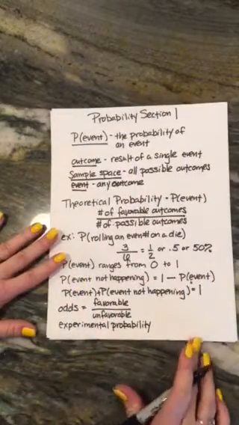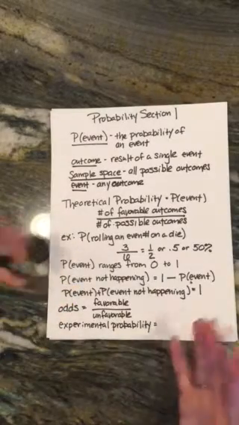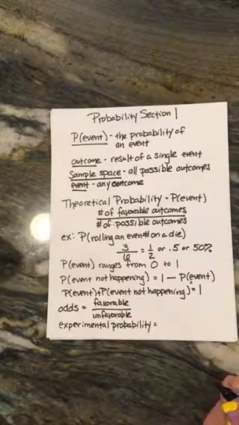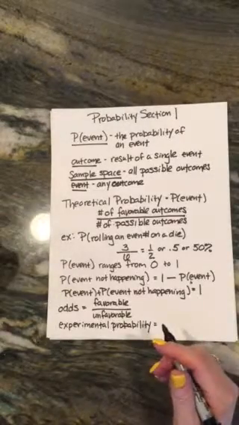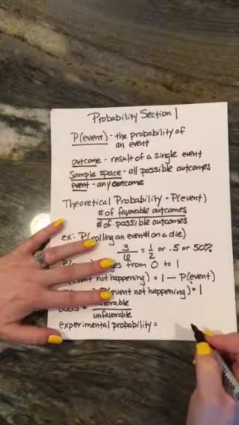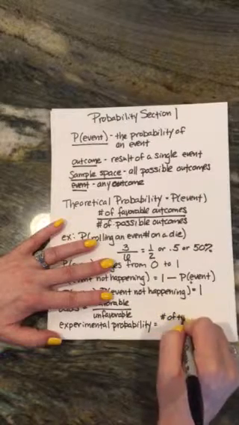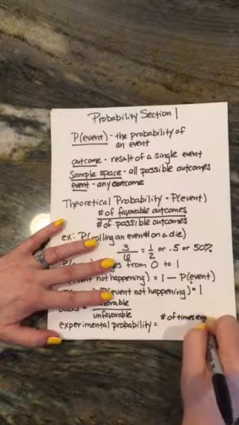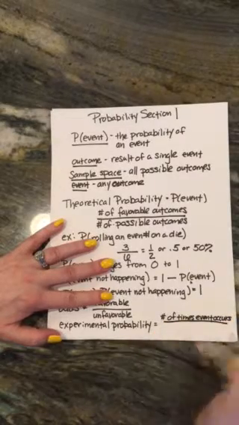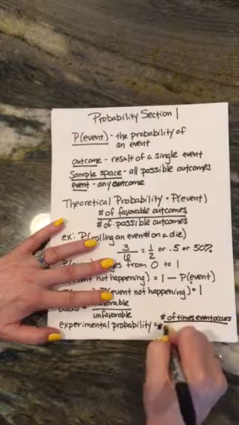Experimental probability. This is the probability you come up with when you're actually doing an experiment, so you're actually flipping the coin to see if you get heads or tails. And so the experimental probability is simply the number of times an event occurs divided by the number of times the experiment is done.